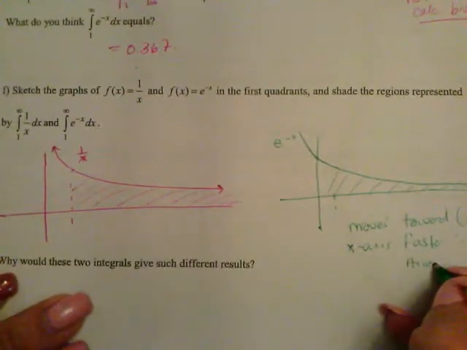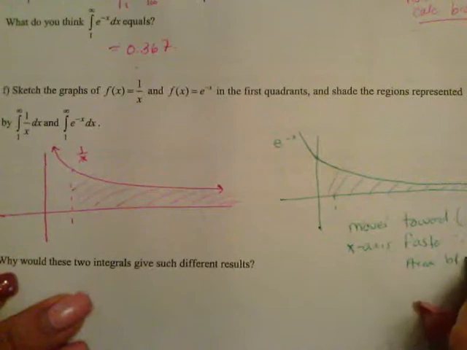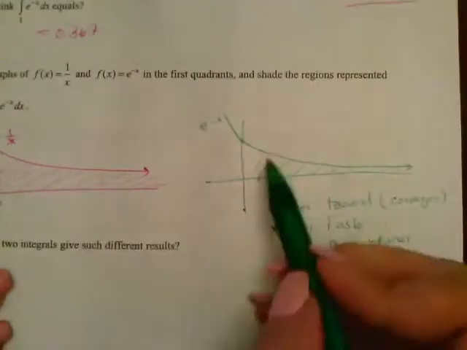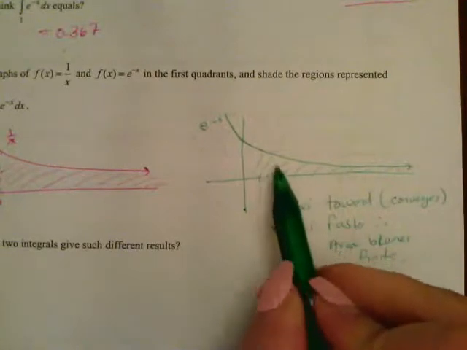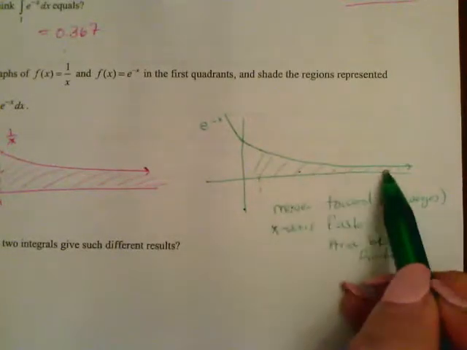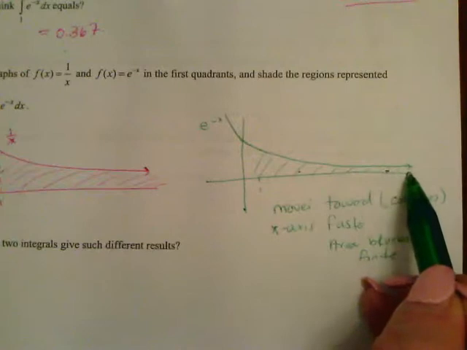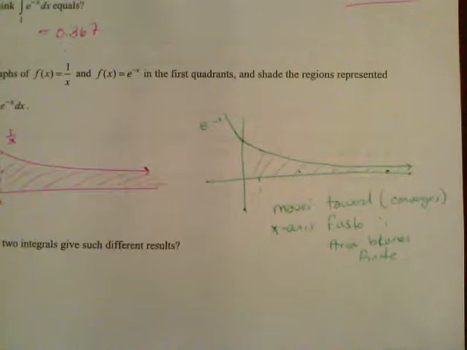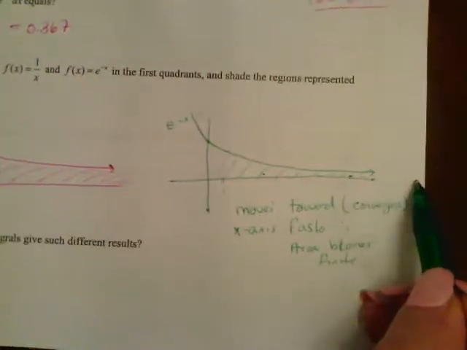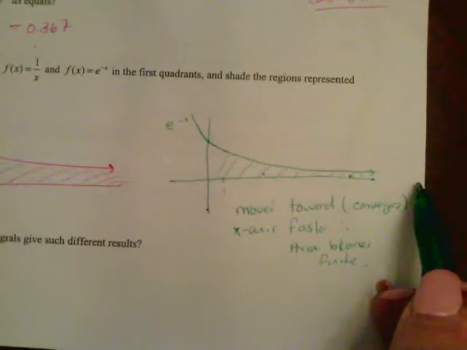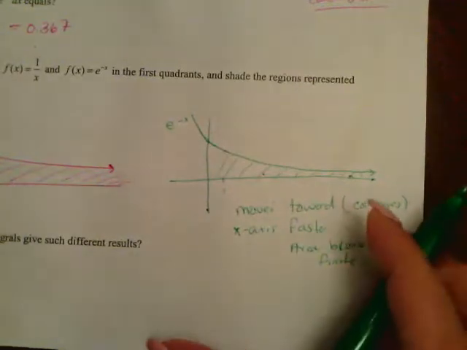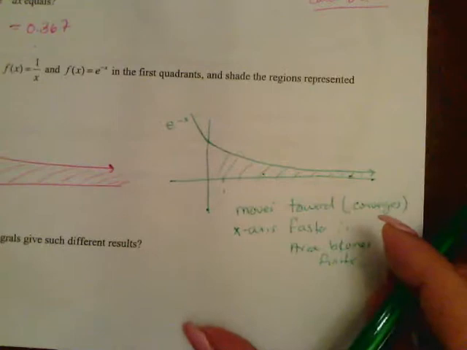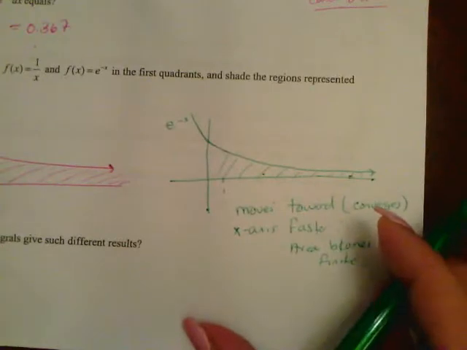Therefore, the area becomes finite. The idea is that yes, the area is infinitely growing, but it's getting so close that we can say that it's approaching this number. And then the further out you go to infinity, yes, it's increasing, but it's increasing by so little that we can give it an approximation.